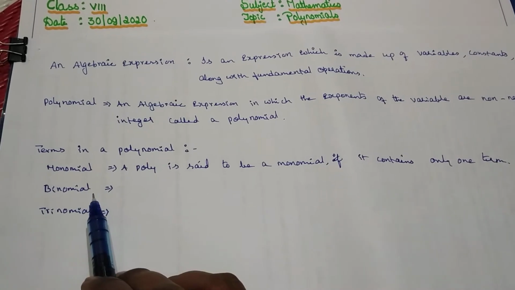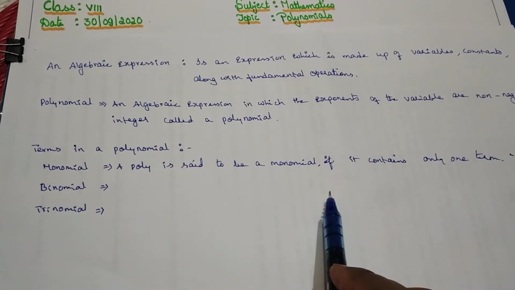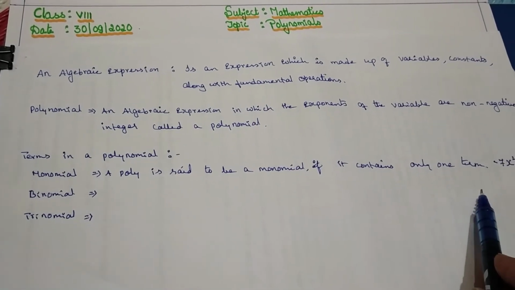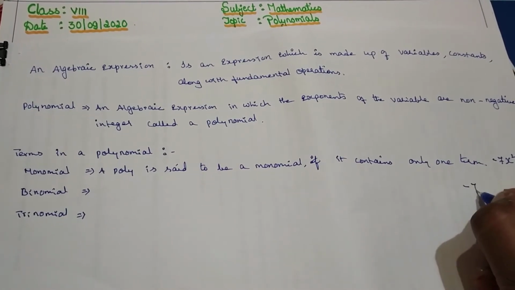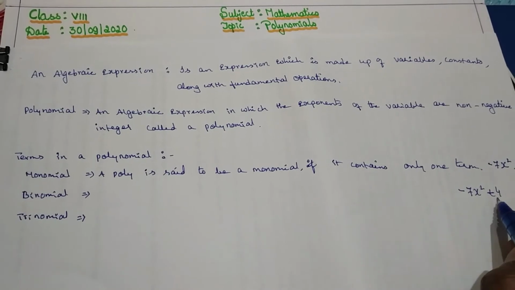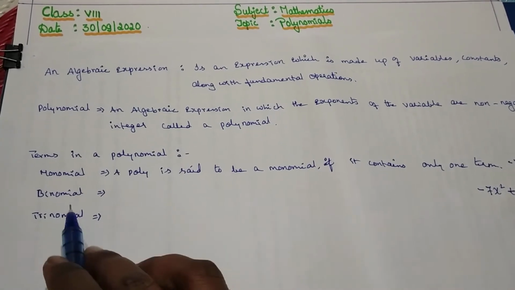Then binomial. A polynomial is said to be a binomial if it contains two unlike terms. That is minus 7x square plus 4. So these two are unlike terms. Then this is an example for binomial.